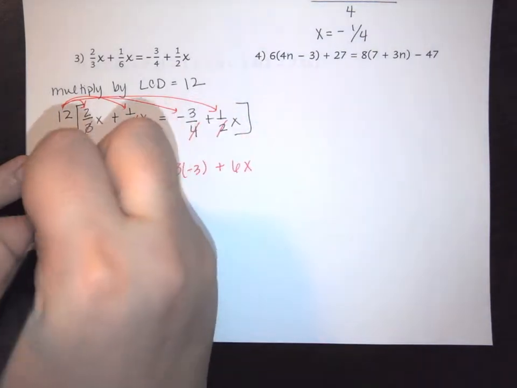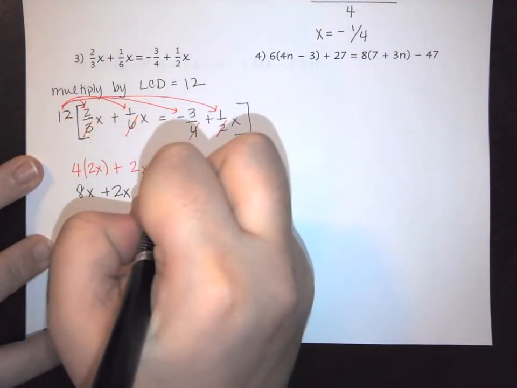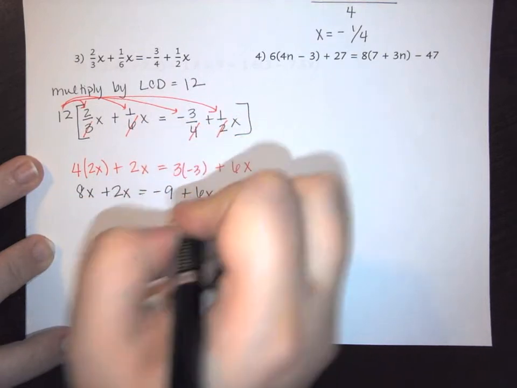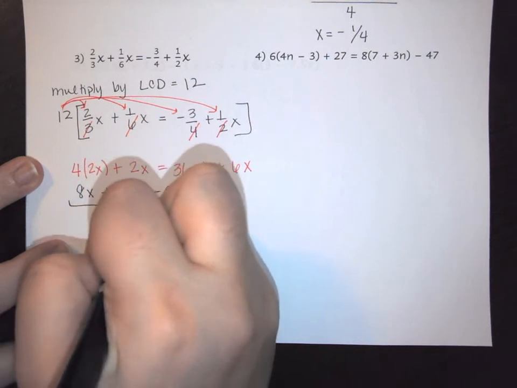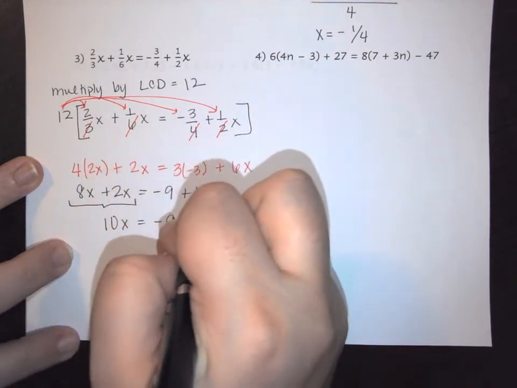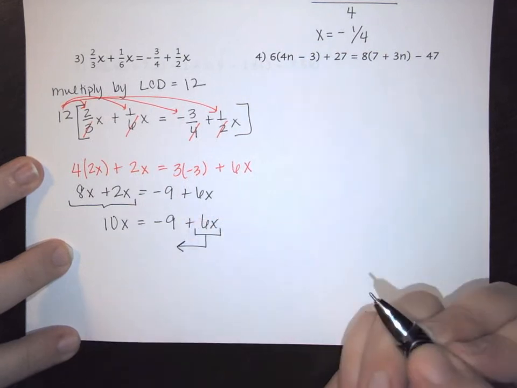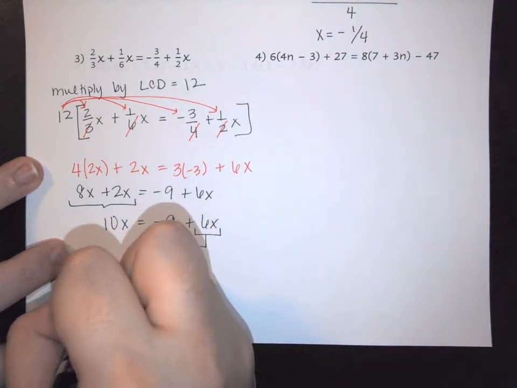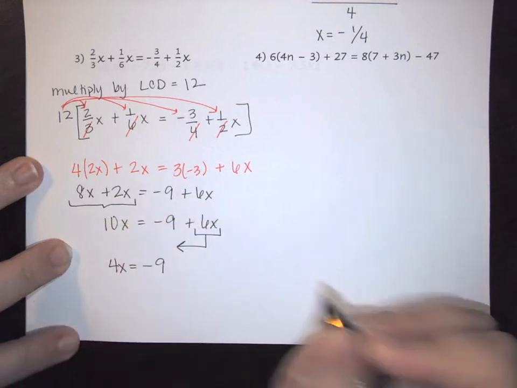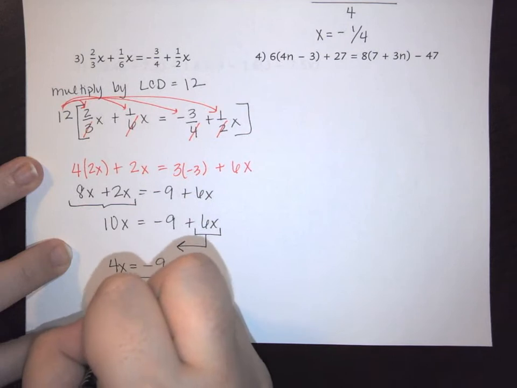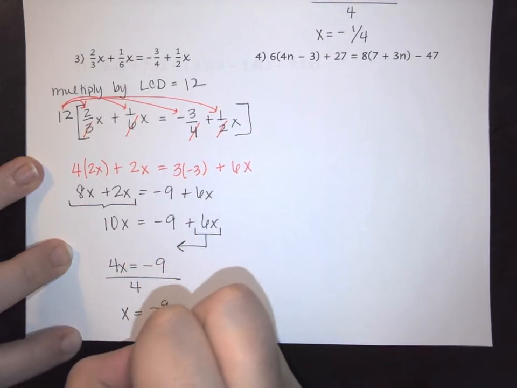So 4 times 2 gives me 8x plus 2x is equal to negative 9 plus 6x. We're going to combine these together: 10x is equal to negative 9 plus 6x. We're going to move the 6x over, so this becomes 4x is equal to negative 9. Divide everything by 4 and we get that x is equal to negative 9 over 4.